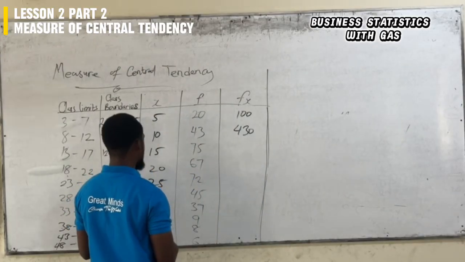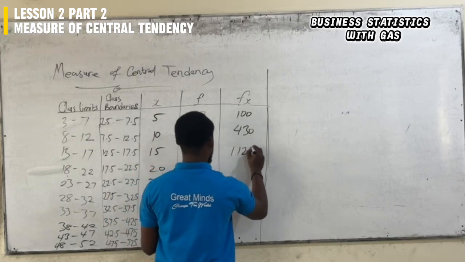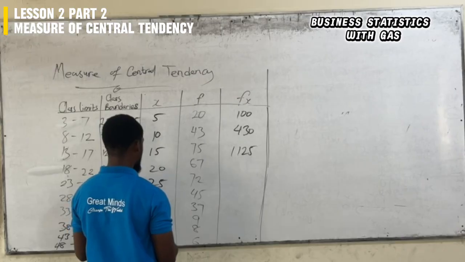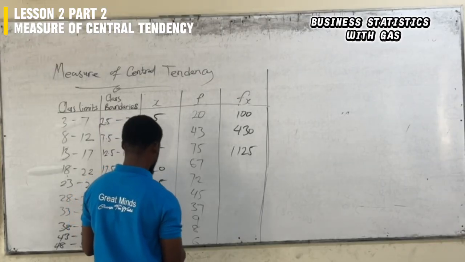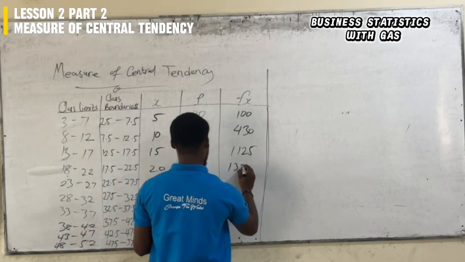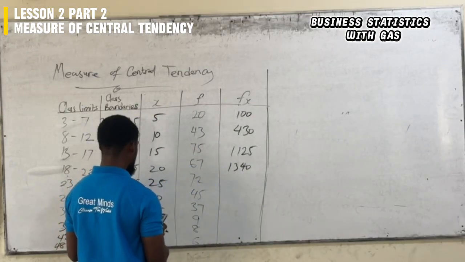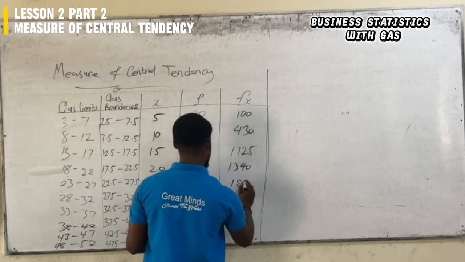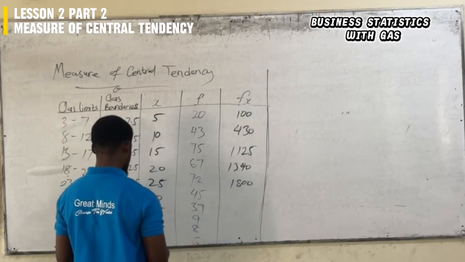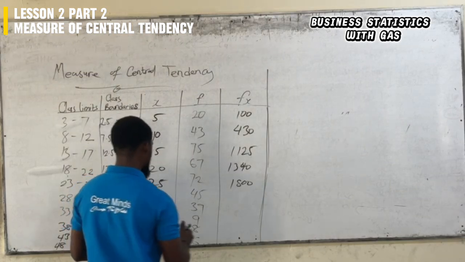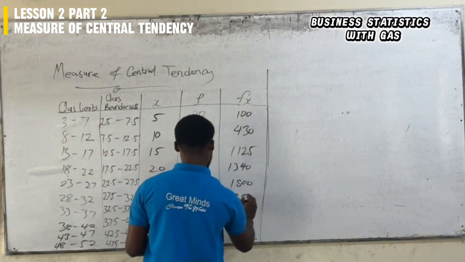15 by 75, you are getting 1,125. 67 by 20, you are getting 1,340. When you multiply 72 by 25, you are getting 1,800. When you multiply 30 by 45, you are getting 1,350.